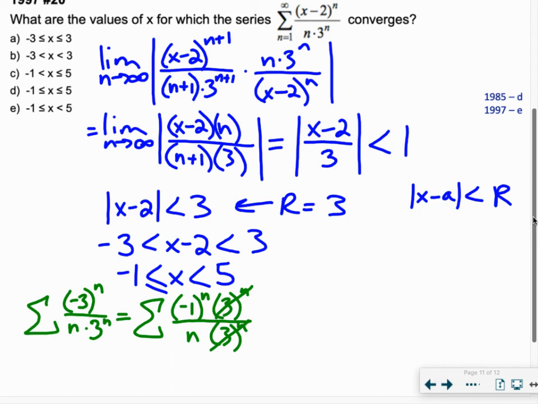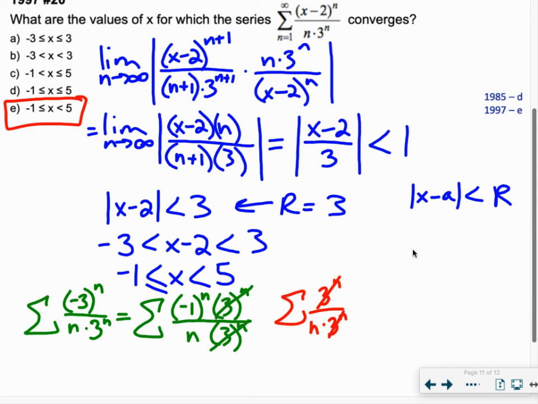If you plug in x equals 5, you get the sum of 3 to the n over n times 3 to the n. 3 to the n's cancel. You're left with the sum of 1 over n, which diverges by harmonic, and therefore our answer is E.